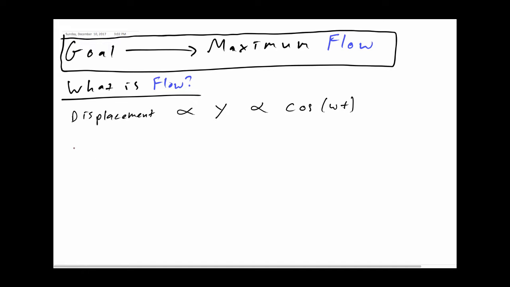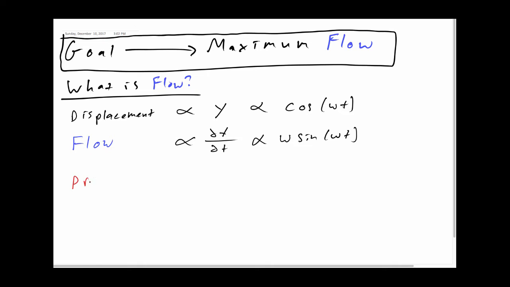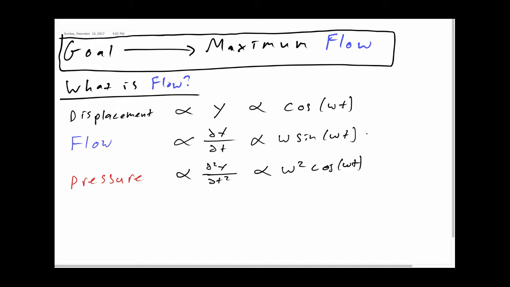Flow, then, is going to be proportional to the velocity of this displacement, or dy/dt, in this case proportional to a sine function. Pressure, on the other hand, is related to force, and is thus proportional to the acceleration of this displacement, or the second derivative of y, making it in this case proportional to a cosine function. All of this is to say that, because of the dependence of these different components of the sound wave, pressure and flow are out of phase with one another.